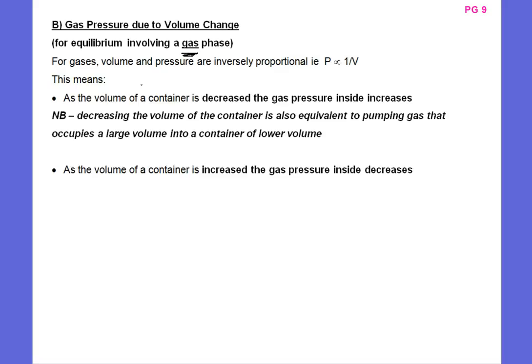All that means is if you decrease the volume of a container, if you squash gas into a smaller container, the gas pressure inside increases. And there's a few ways of decreasing volume. You can physically just compress the volume of the container, or you can get the gas from the container and pump it into a lower volume container. So what you need to know is as the volume of a container is increased, the gas pressure inside decreases. As the volume of a container is decreased, the gas pressure inside increases. And a good way to think about that is something you might have seen in everyday life, a syringe.